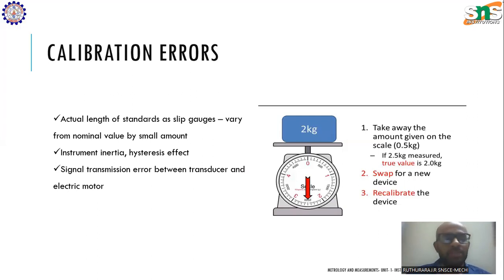There are other forms of calibration errors. If you take a slip gauge, it's made of metal, and if you are not measuring it in a proper environmental condition, it tends to expand. That may lead to some errors. If you take instruments which rely on magnetic properties, there may be some hysteresis effect. Also, electronic devices tend to have some transmission errors. All these errors come under calibration error.